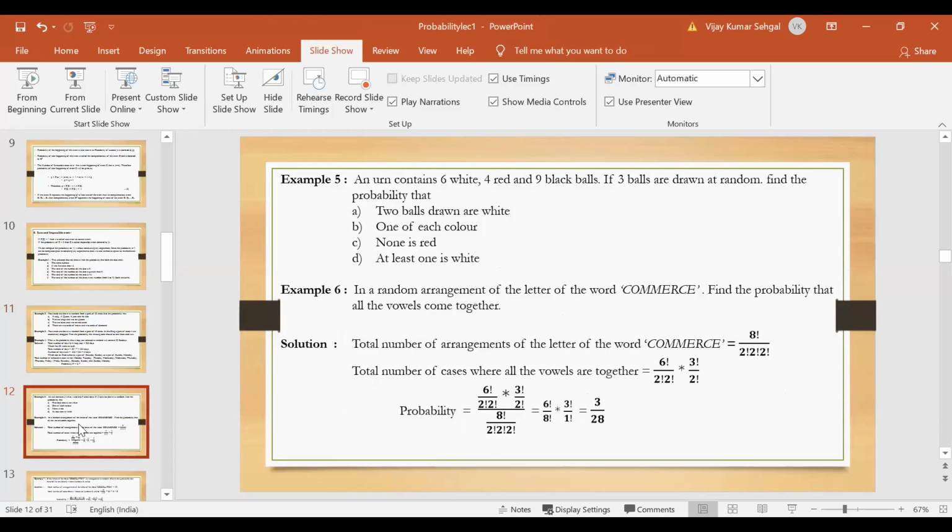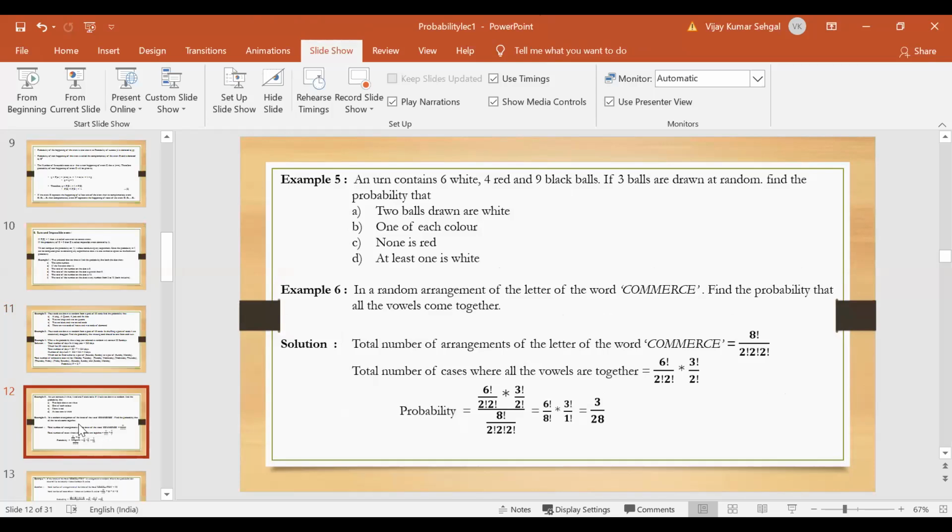Now another problem on urn. Urn means box. An urn contains 6 white balls, 4 red balls, and 9 black balls. If 3 balls are drawn at random, what is the probability that A, 2 balls drawn are white, B, 1 of each color, C, none of them is red, D, at least 1 is white.